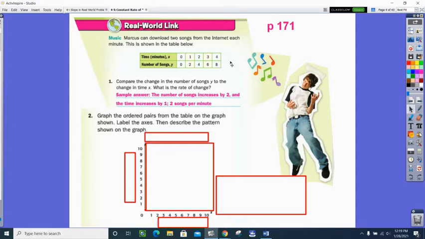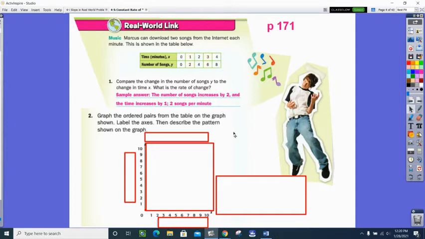Now, if you came out here and you had the 5th minute, and all of a sudden it said 9 songs, so you only downloaded 1 song in that minute, now it is not a constant rate of change. It has slowed down, and things have changed. So just to show you, that wouldn't be constant.